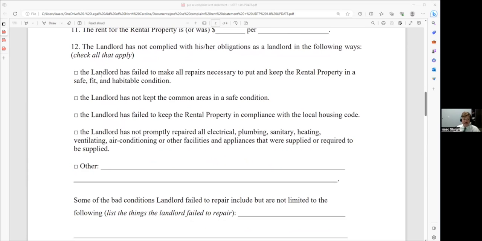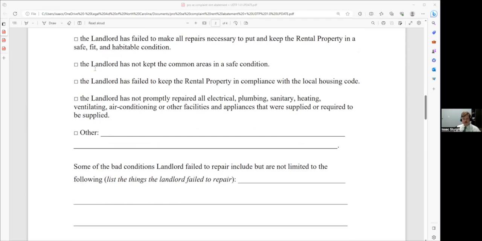And there's several boxes to check here. It could be possible that more than one box applies. But the first one is maybe the most common, is just that the landlord has failed to make the repairs necessary to put and keep the rental property in a safe, fit, and habitable condition. And again, that could be anything. There's a lot of things that can make a place not considered safe and fit. It could be leaky pipes. It could be mold. It could be no heat. It could be, if it's really hot, the AC going out in the summertime. So that could be a number of different things.